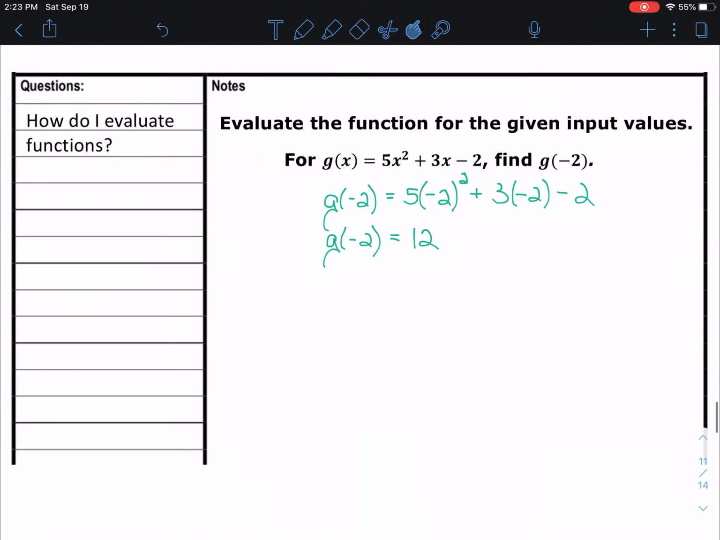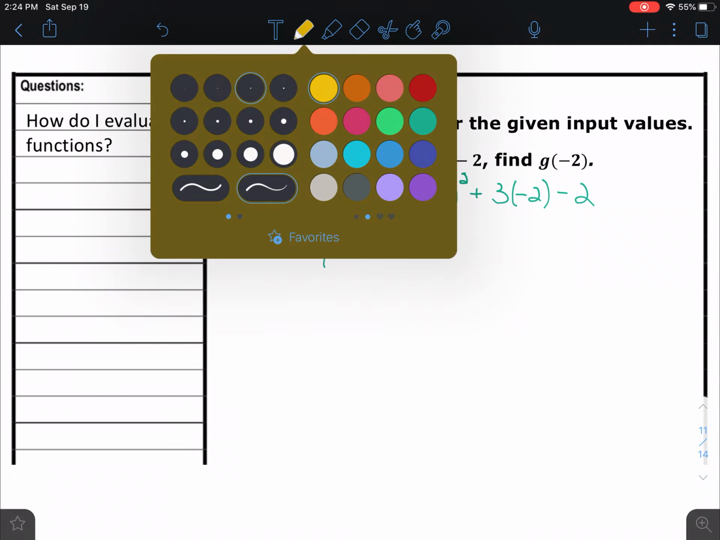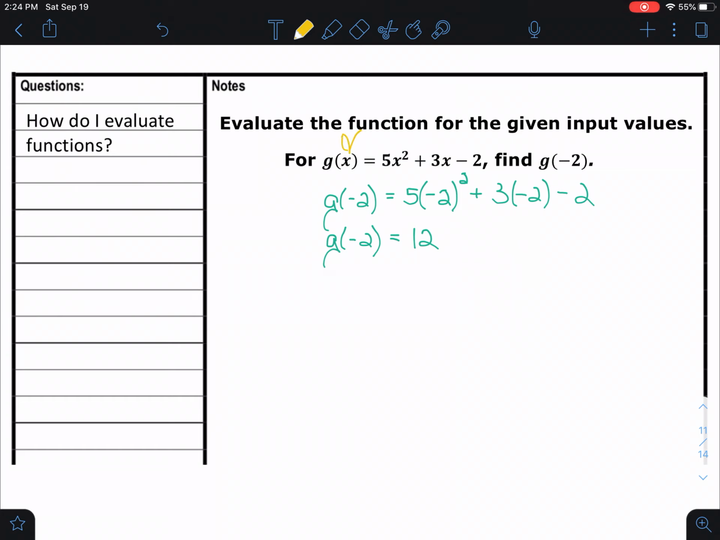Okay, and then to review how we evaluate functions, if I have a function, for example, that says g of x is equal to 5x squared plus 3x minus 2, and they say to find g of negative 2. Well, in our original here, we have an x, and now we're replacing that x with negative 2. So that same thing applies when you plug it in. You're going to replace all of the x's in this function with negative 2, which is what I did here. And then simplified, and then I have 12.